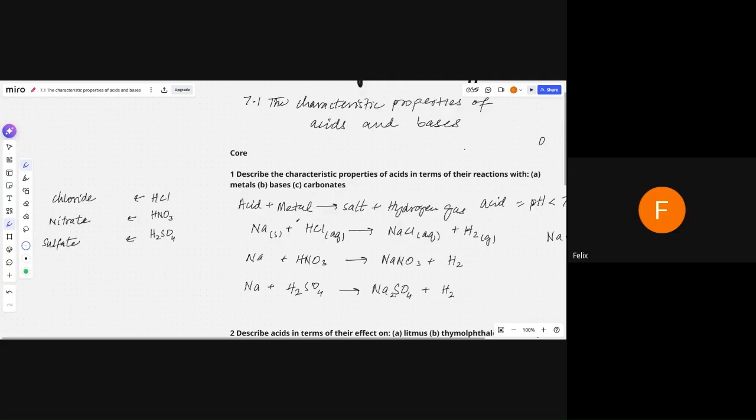Okay, let me balance this equation, the first one. I will have to put 2 here, 2 here, and 2 here. Okay, now the equation is balanced, right?